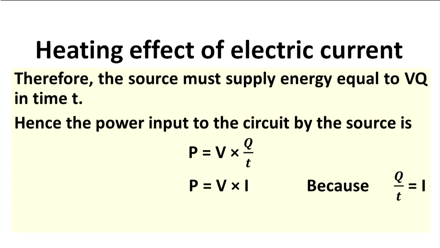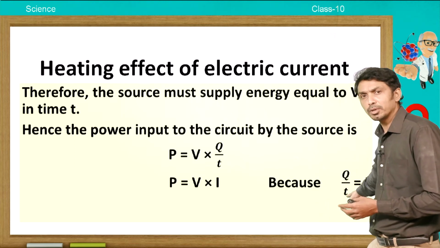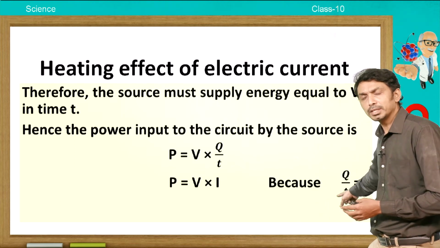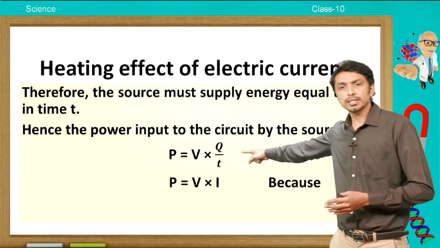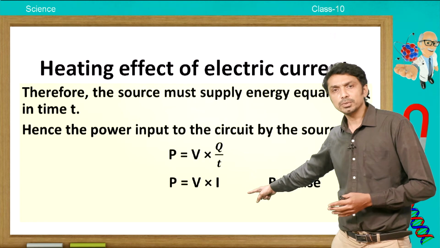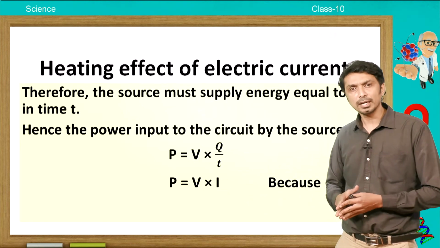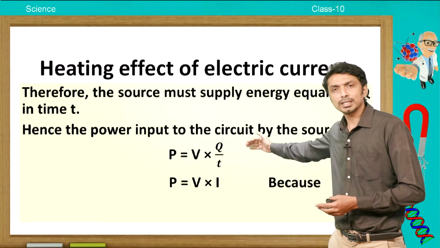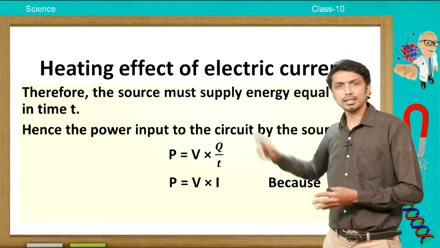That means Q is the total amount of charges passing through a point with respect to unit time, then we call it as electrical current. So, in place of Q by T, we have substituted I. As you can see, P is equal to V into I. So, the rate of work done by electrical energy is called as electrical power.